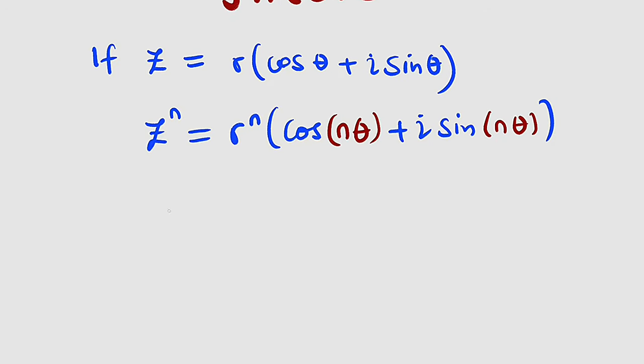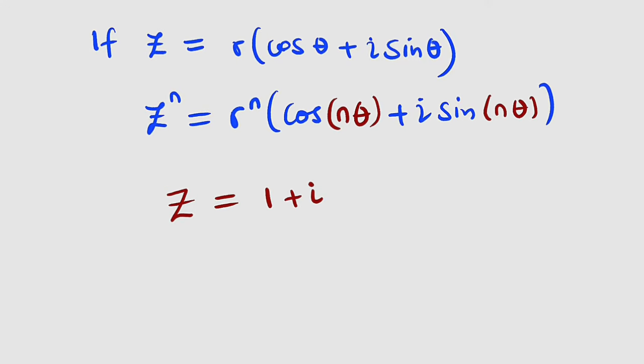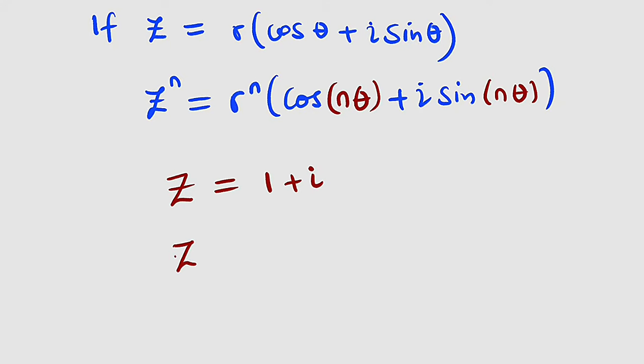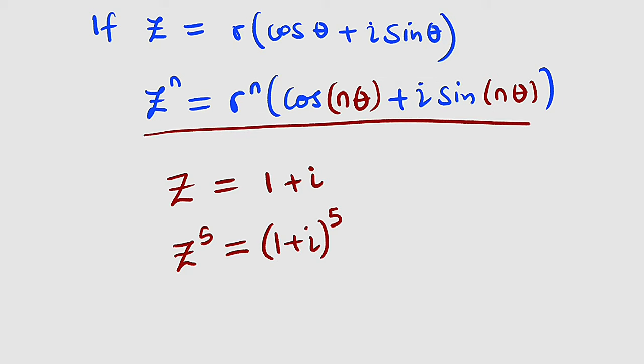For example, let a complex number z be equal to 1 plus i, a very simple complex number. What if we want to raise z to the power of 5? It is the same thing as (1 plus i) to the power of 5, which means 1 plus i times 1 plus i times 1 plus i up to 5 places, which is a very big work, right? So instead we can apply this formula in evaluating this. All we need is r and theta.